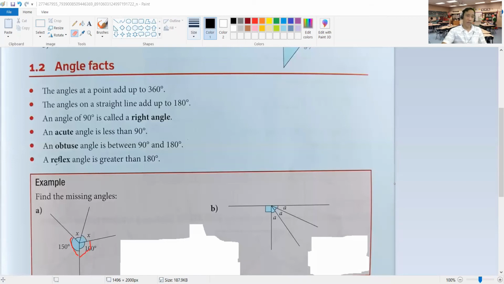And the last one is a reflex angle. A reflex angle is greater than 180 degrees, more than 180. So let's try to answer the example.